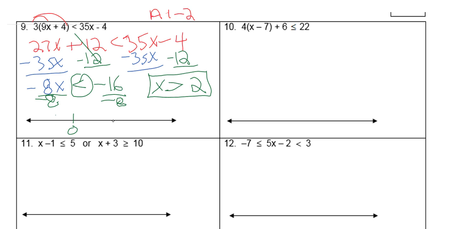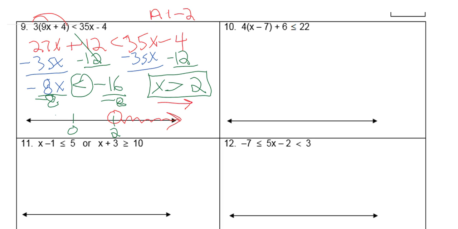So there's our answer, and all we have to do is identify where 2 is on the number line, and recall that we simply shade an open circle because it's just greater than, it's not greater than or equal to, and just shade towards the direction of the inequality, which is to the right. So we just shade the number line like so, and we'll move on to the next problem.